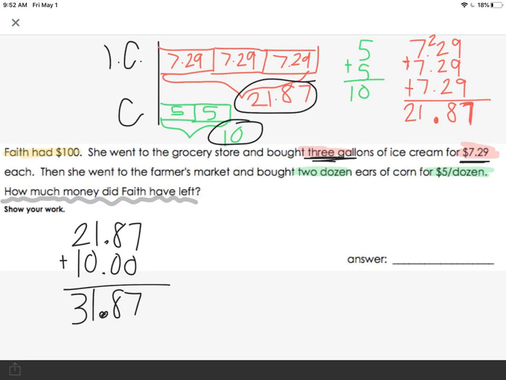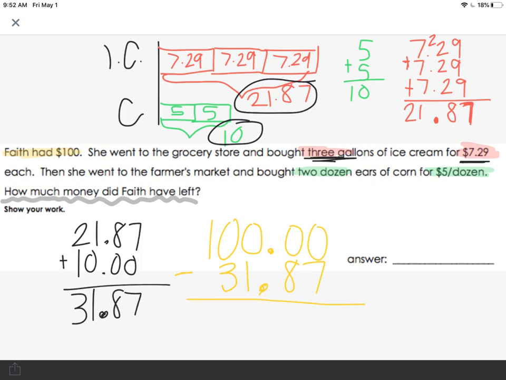All right, now we just need to answer our actual question of how much money did Faith have left? So she started with 100 and she took away $31.87. So since her amount of money got smaller, I know that means I'm going to subtract. So I'm going to actually solve this problem in yellow. So I'm going to set it up. I have $100. And it doesn't say I have $100.10, doesn't say I have $100.20, it just says $100 and no cents. And then I'm going to take away $31.87.